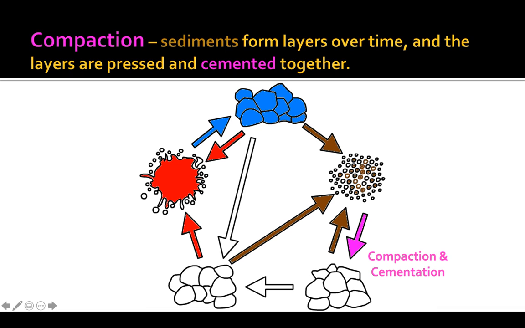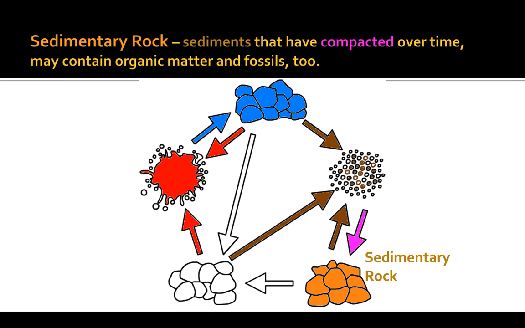When sediments are compacted and cemented together, we form sedimentary rock. So compaction and cementation is going to be a pink arrow. And sedimentary rock is going to be orange. Again, please pause me at any time so that you are able to color and label your image.